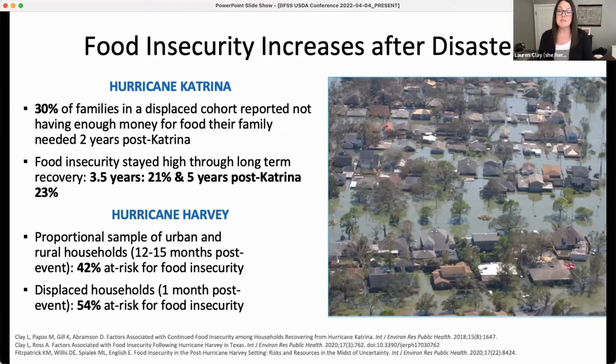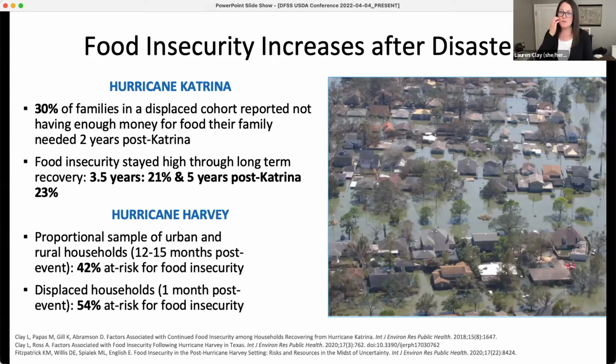This same cohort was followed at 3.5 years and at 5 years post-Katrina. Food insecurity stayed high, 21% and 23% respectively. By comparison, in Louisiana, the mean food insecurity rate was about 11% during these years. And in Mississippi, higher, 17%, but not this high.